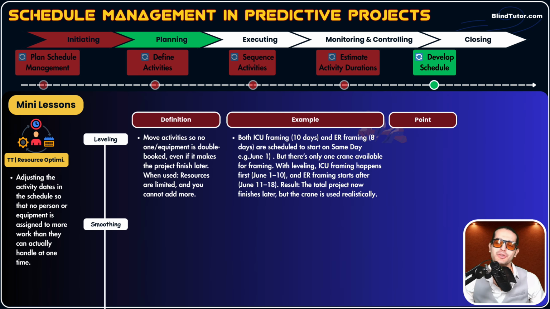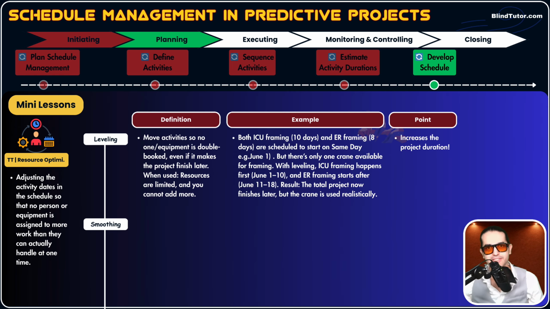This is how resource leveling helped us, guys. We faced a resource limitation. We moved one of the activities, and it affected our project finish date, but we had to do it. We didn't have any option. There is no slack, guys.